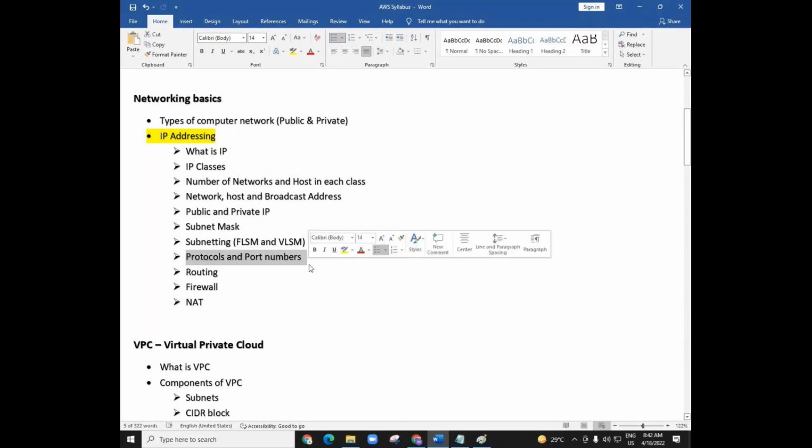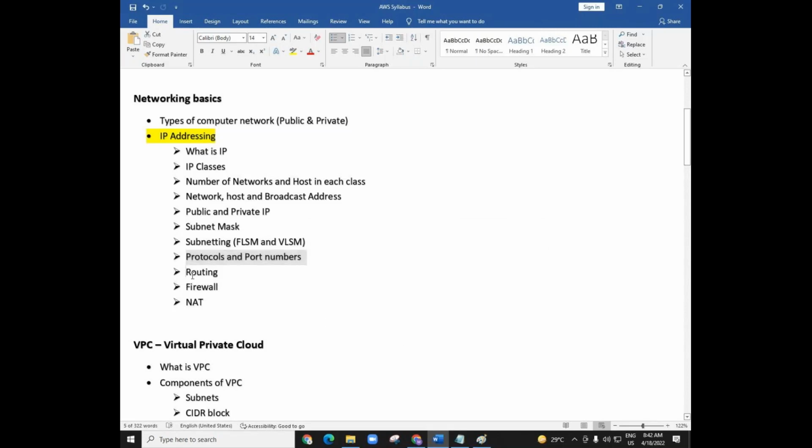They will ask you what is the port number of this protocol, or what is this protocol used for, what is the difference between TCP and UDP, or how to block port number 80, or how to block port number 443, or how to block port number 22, and what is port number 22 used for. There are many questions you will get from protocols and port numbers. So it may take nearly a 40-minute session for us to understand protocols and port numbers.